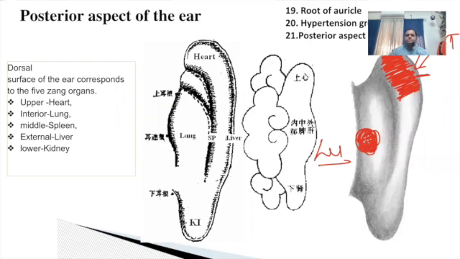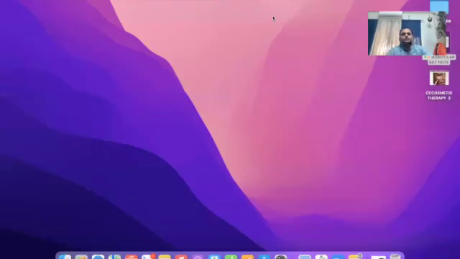So we always tell the treatment is not important. The more important is the diagnosis. More important is the diagnosis. चलिए मैं आपको एक बार इन पॉइंट्स की लोकेशन दिखा देता हूं. See, the pain in the spleen meridian, that is also due to lungs. Lung and spleen are interconnected.